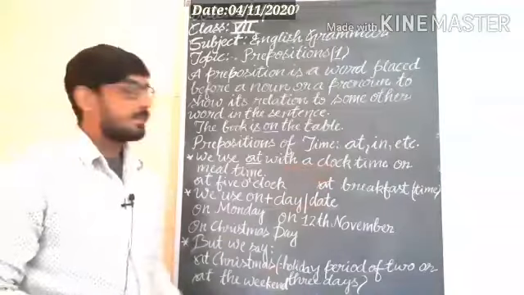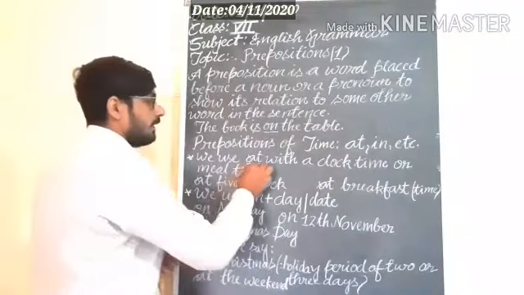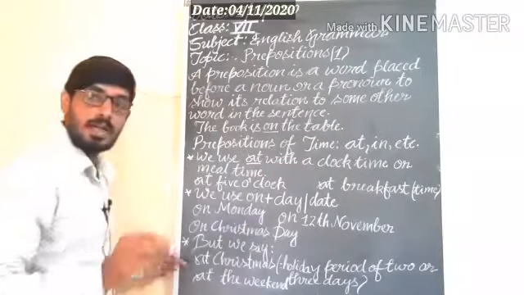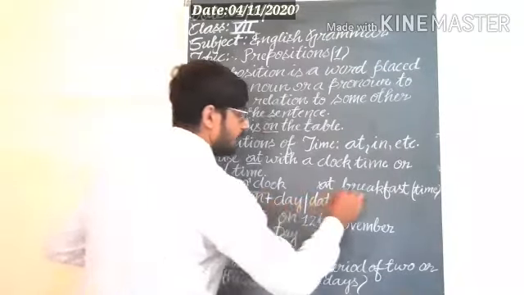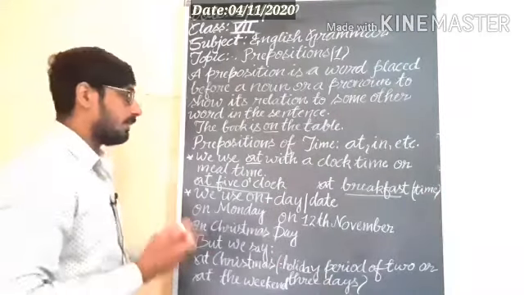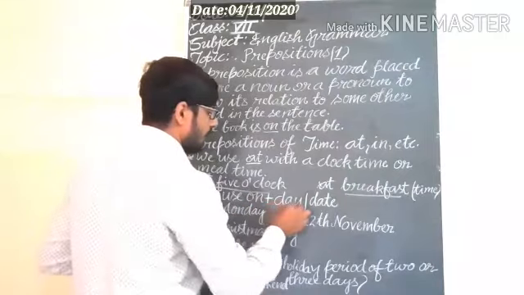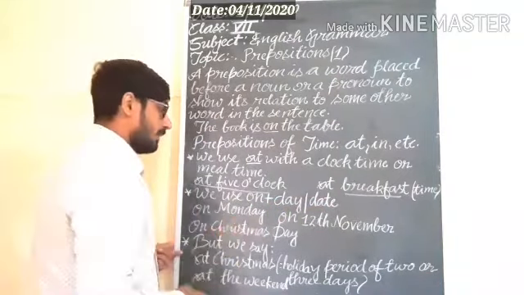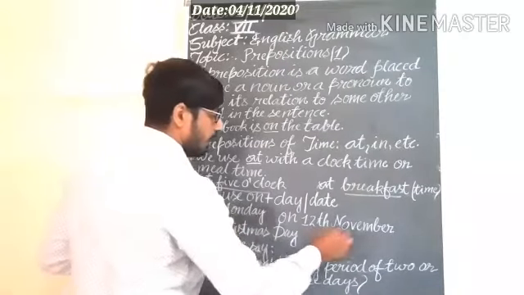Prepositions of time: at, in, etc. We use at with a clock time or meal time. At 5 o'clock, at breakfast time, at breakfast, whatever the timing will be. We use on plus day or date. With on we can use date or day. On Monday, on 12th November.